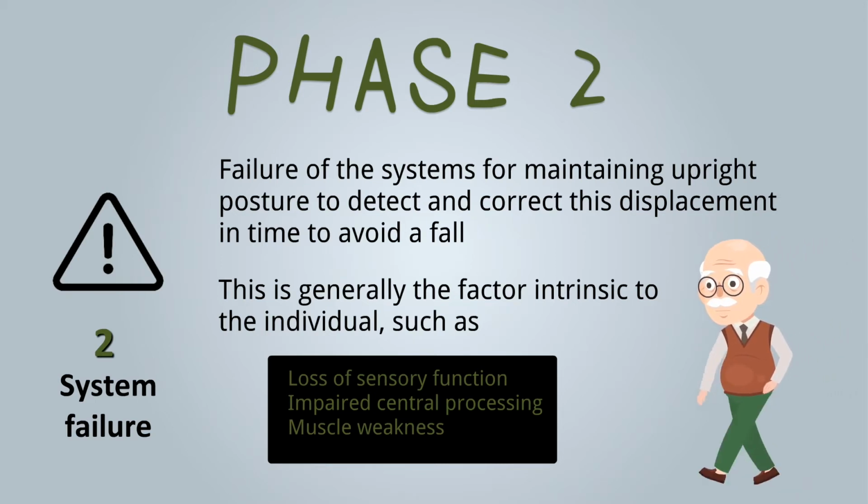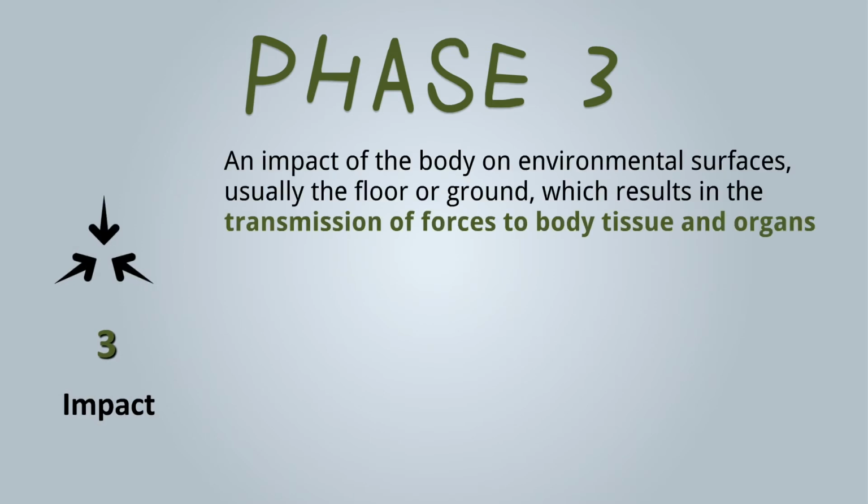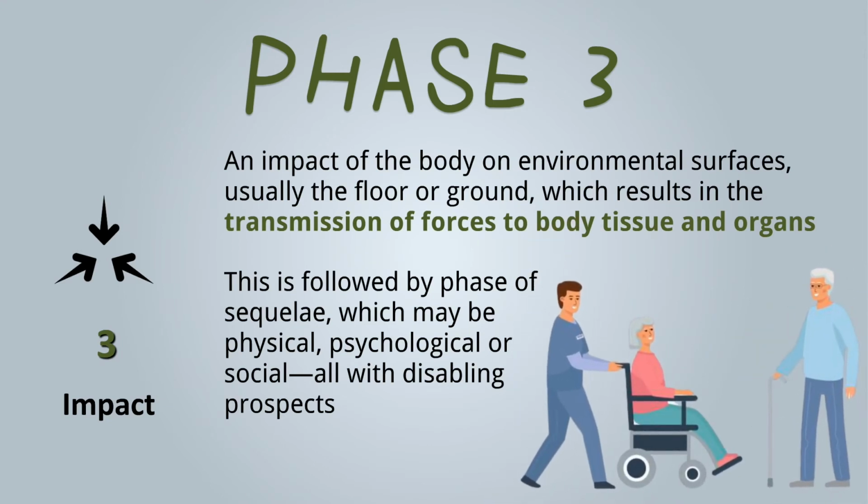weaknesses. In phase 3, the impact phase, there is an impact of the body on environmental surfaces, usually the floor or ground, which results in the transmission of force to the body tissue and organs. This is followed by a phase of sequelae, which may be physical, psychological, or social, all with disabling prospects.